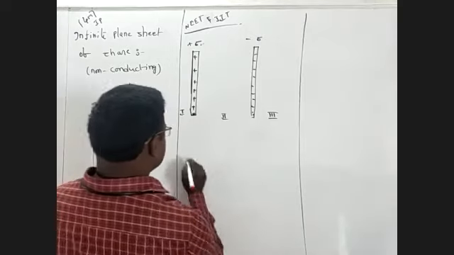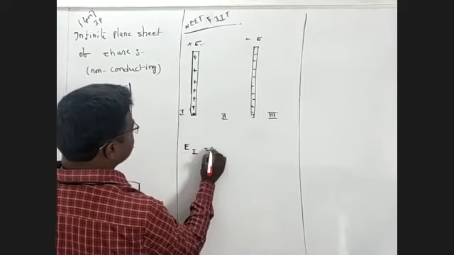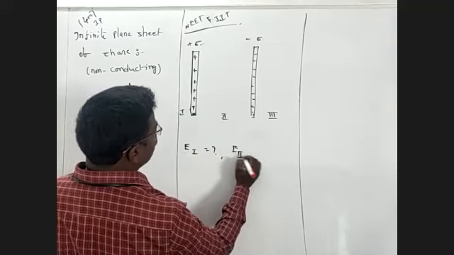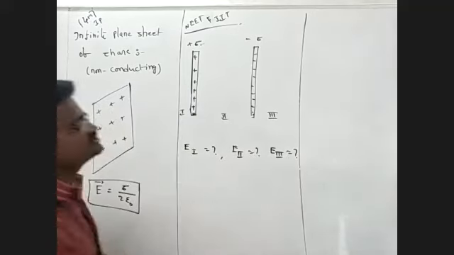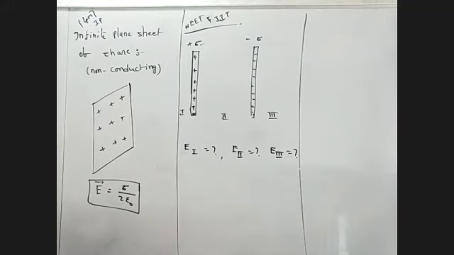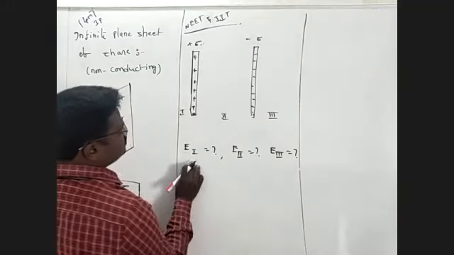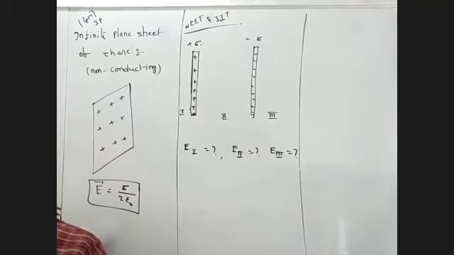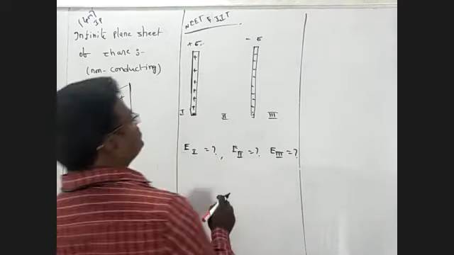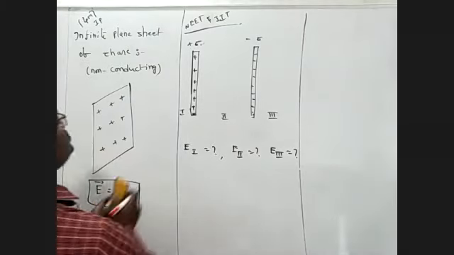They are asking E1, what is the electric field? Then E2, what is the electric field? Next, E3, what is the electric field? These questions will come from this topic. Now, how can we do this? There is a very simple way.